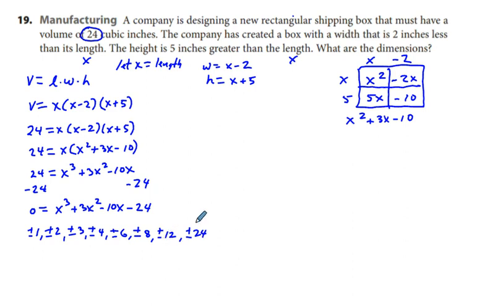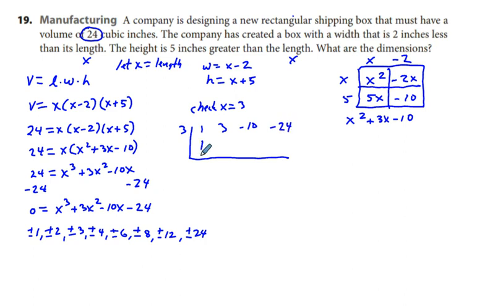Now, this video being as long as it has been already, I'm going to go straight to try 3. I'm going to check x equals 3, and we put 3 in here, and we're going to factor this cubic polynomial. We have 1x cubed, 3x squared, minus 10x, minus 24.